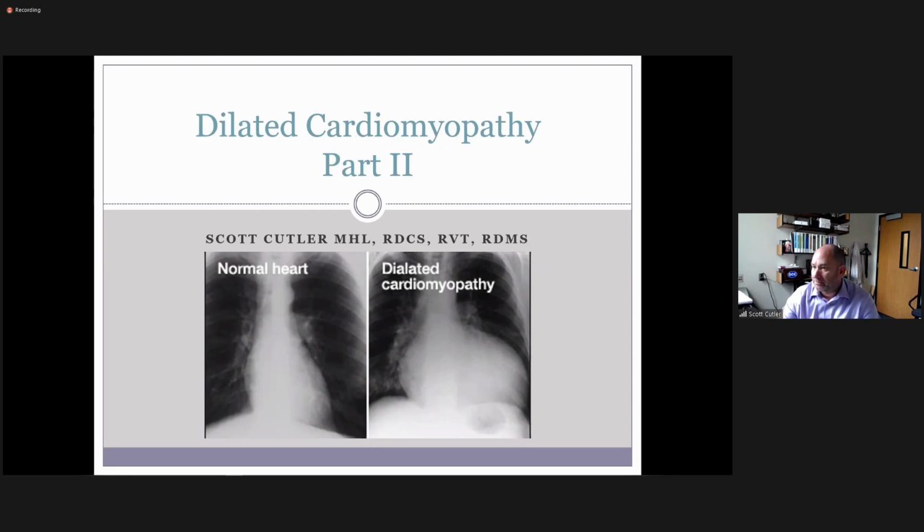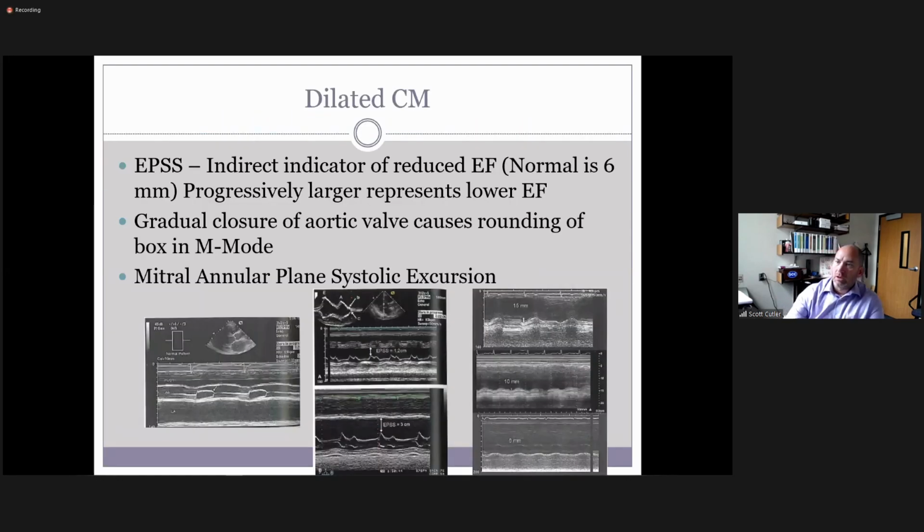All right, so here we go. Kind of continuing on, so the EPSS, so we're M mode of the mitral valve. That's always kind of our first clue that the chamber is big and/or that the ejection fraction is low. So this is an indicator of reduced ejection fraction. Normal EPSS is 6 millimeters. So really anything over 7 millimeters as of the last 4 or 5 years is considered abnormal.